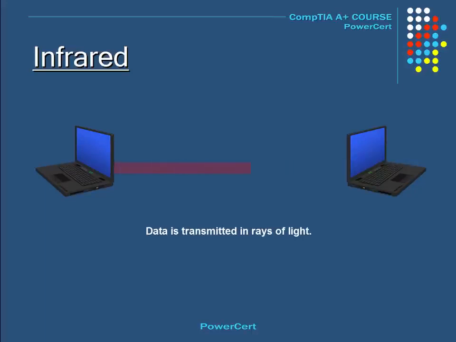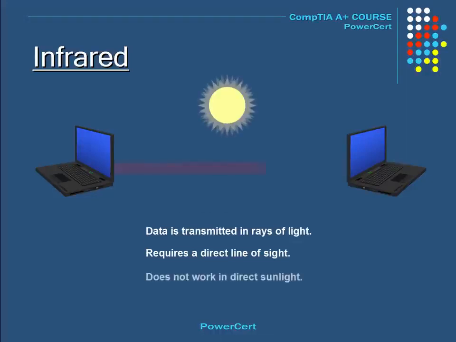However, the drawbacks of infrared is that it requires a direct line of sight. If any object comes in between the 2 infrared devices, the communication will be blocked. And also, infrared does not work in direct sunlight. If this happens, the communication will be weakened and most likely will be blocked.